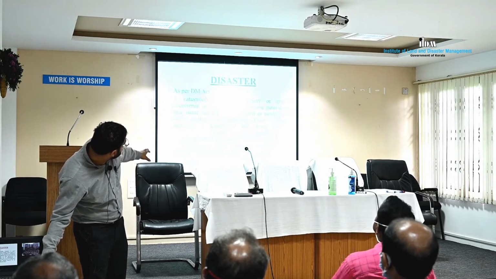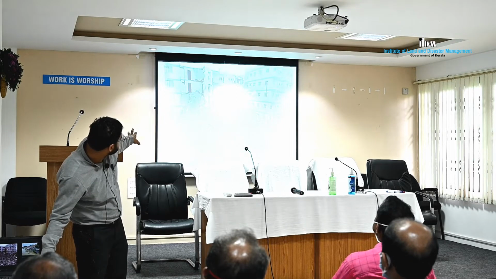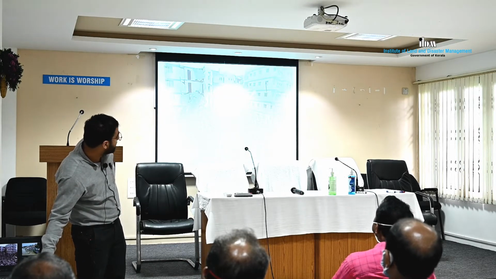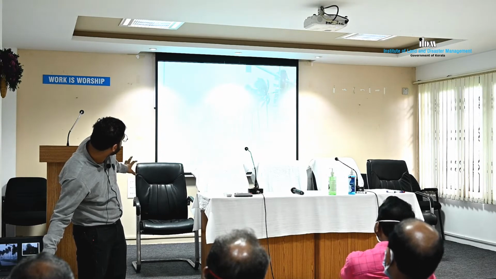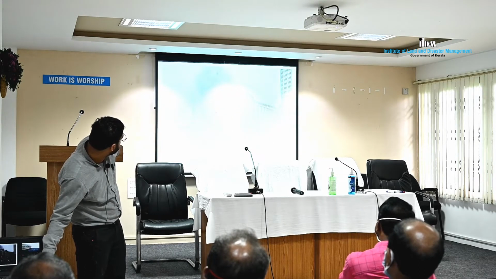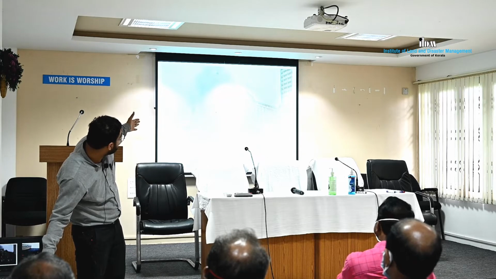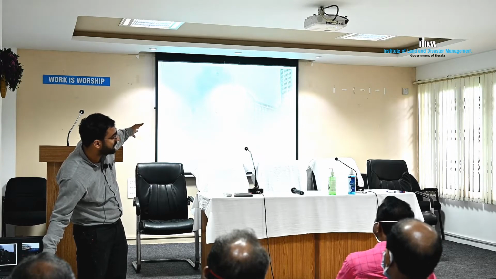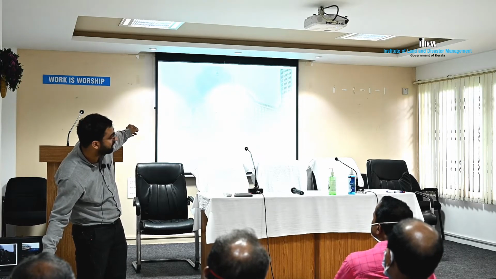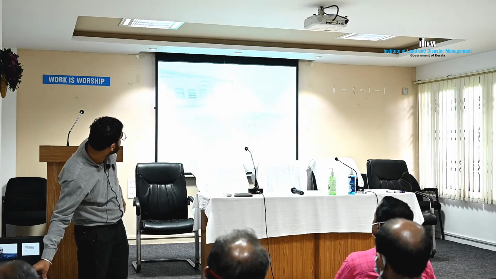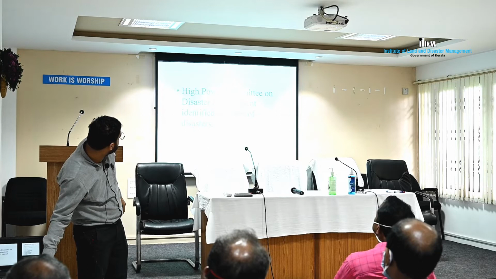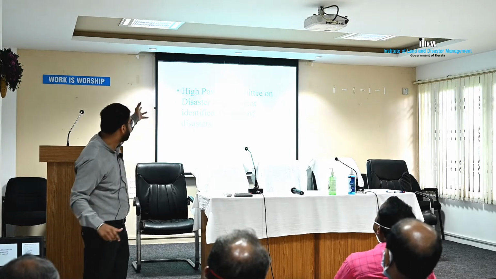So we have covered the disaster. This is a picture from the Bhuj earthquake from 2001. This is a flood situation in Bihar. This is a cyclone. This is another type of disaster. 26/11, we know that in 2008 in Mumbai Taj, there was a bomb blast. This is a train accident. So these are some major disasters.